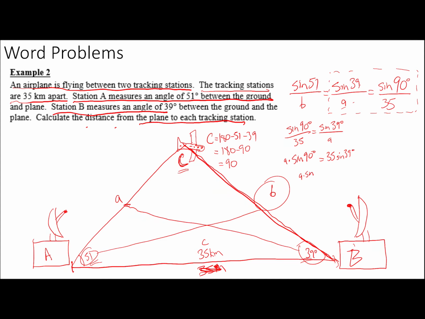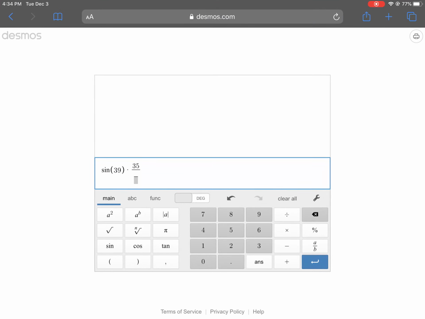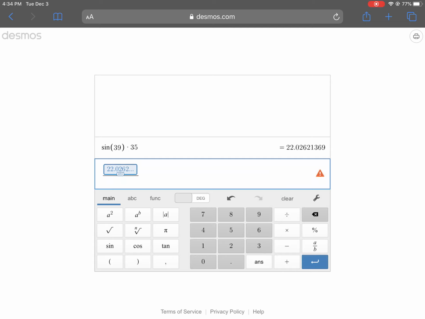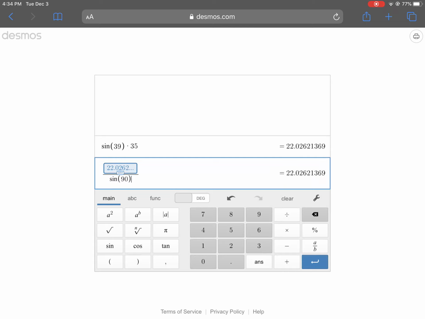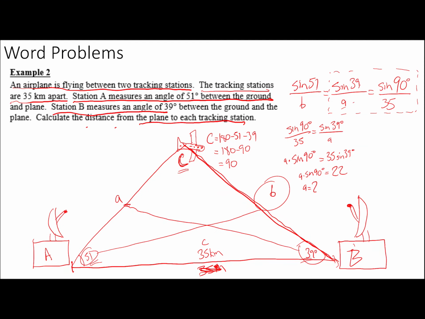Well, A times sine of 90 equals 22. Divide by sine of 90. What's 22 divided by sine of 90? It looks like it didn't change at all because sine of 90 is equal to 1. A is equal to 22. So the plane is 22 kilometers away from station A.